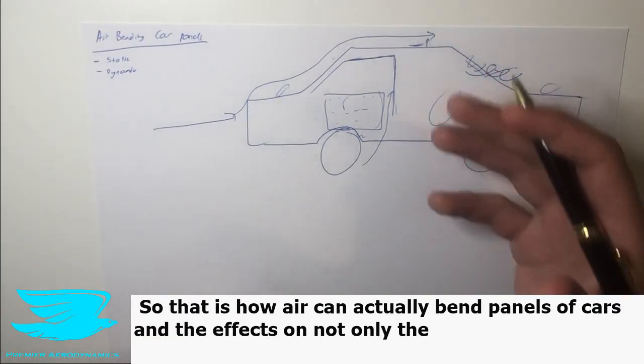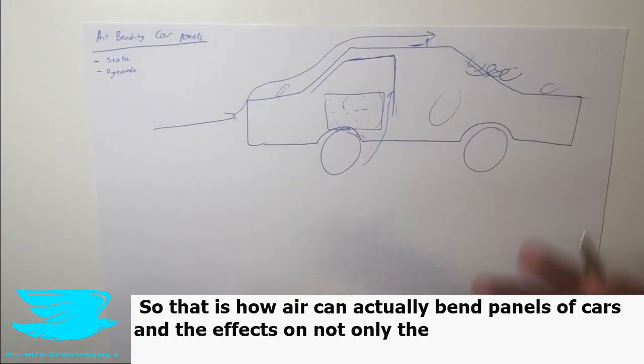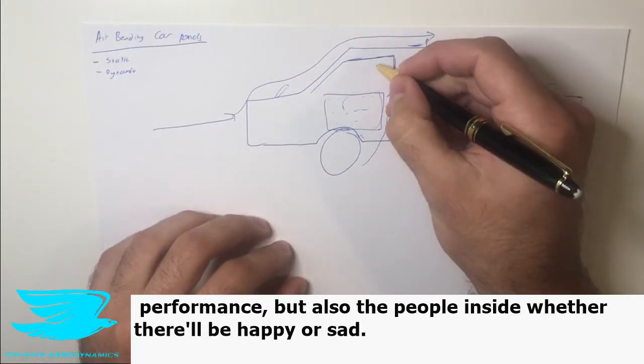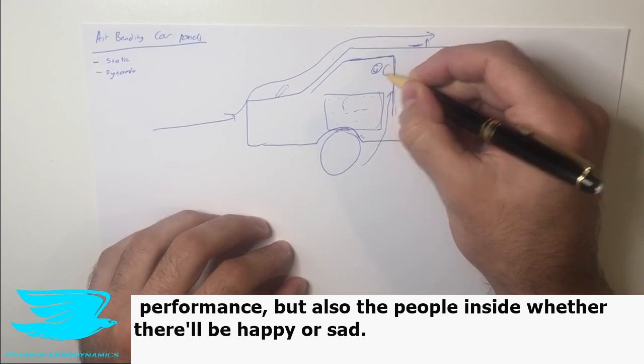So that is how air can actually bend panels of cars and have effects not only on the car's performance, but also on the people inside, whether they'll be happy or sad.